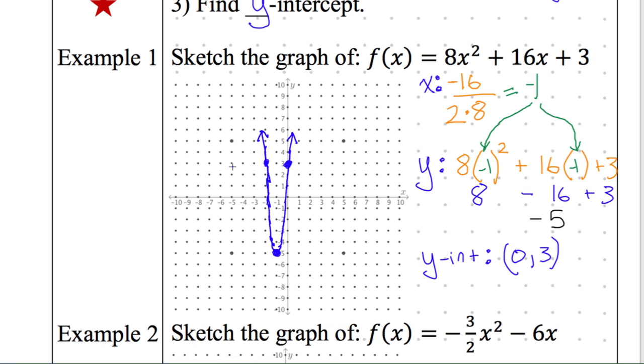Andres, question? How'd you get negative 5? Wait, is it 8 minus 16 plus 3? Yes. Oh. 8 minus 16 is negative 8. Negative 8 plus 3 is negative 5.